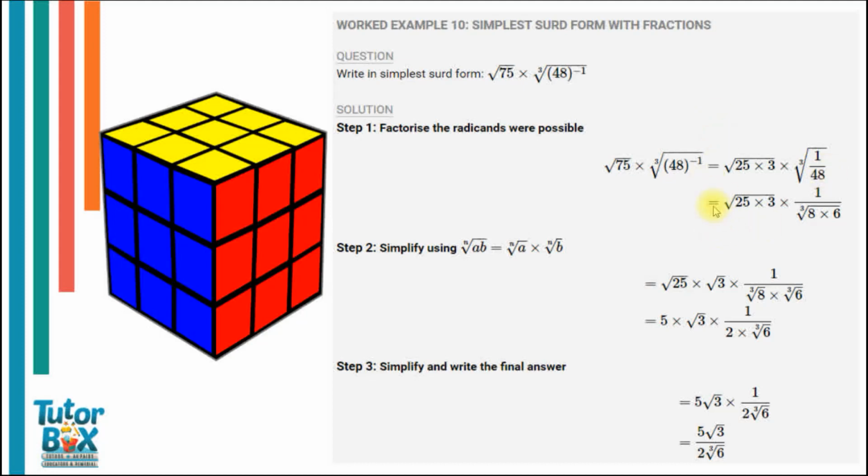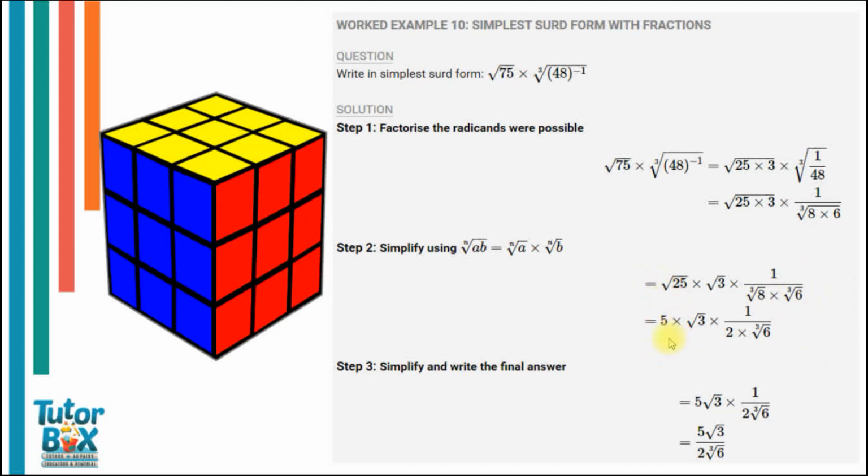Okay, so now you have the square root of 25 times 3 times 1 over the cube root of 8 times 6. And then step 2, we use this law that we learned. With the square root of 25 times 3, you can break it down to the square root of 25 times the square root of 3, times 1 over the cube root of 8 times the cube root of 6.